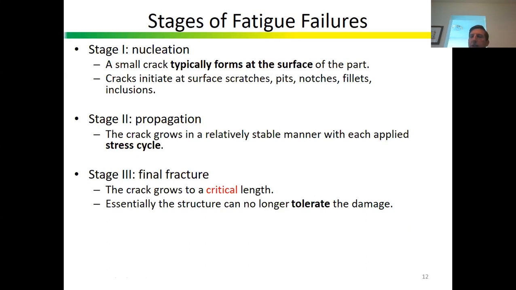For our discussion, it really doesn't matter. The point is that there's a progressive nature by which this happens, and these are the steps that are most commonly accepted: nucleation, the crack growing to a prescribed length, and then the part basically can't tolerate a very deep, long crack, and it just fails.